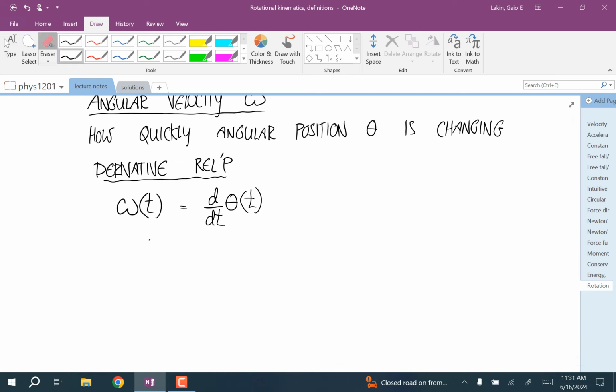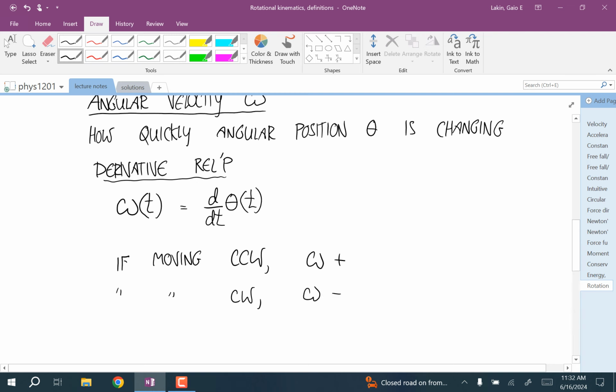So if the object is moving in the positive direction, if it's moving counterclockwise, omega is positive, and if it's moving clockwise, omega is negative. And so you can always think of the sign of omega as telling you what direction the object is rotating at any given instant.